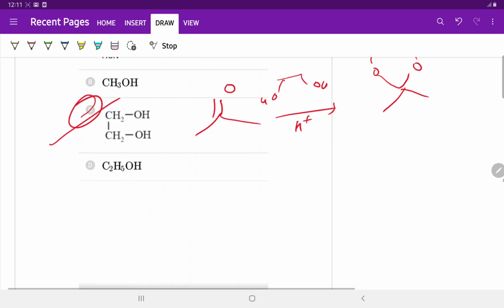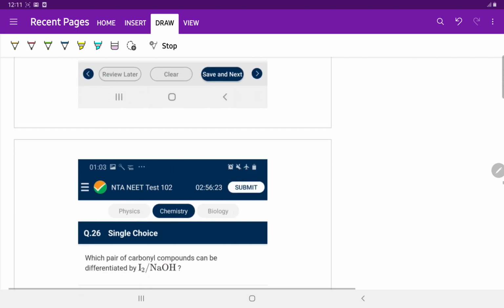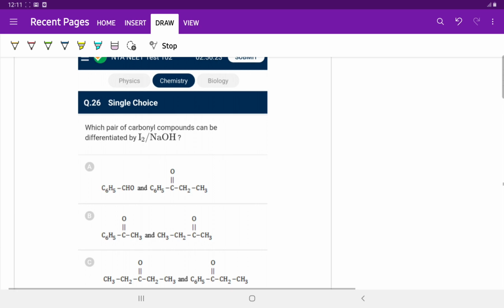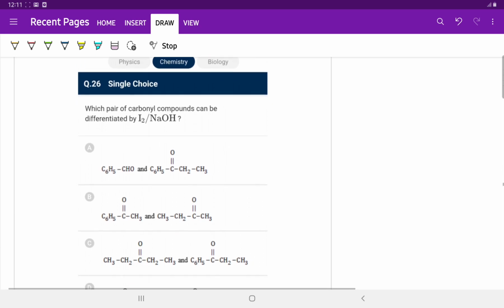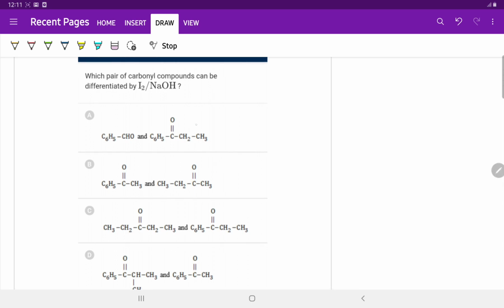Okay, this is acetal. And this is used for protection of carbonyl group. Question number 26. Which pair of the carbonyl group can be differentiated by iodoform test? This compound does not give iodoform reaction. This compound also does not give iodoform reaction.